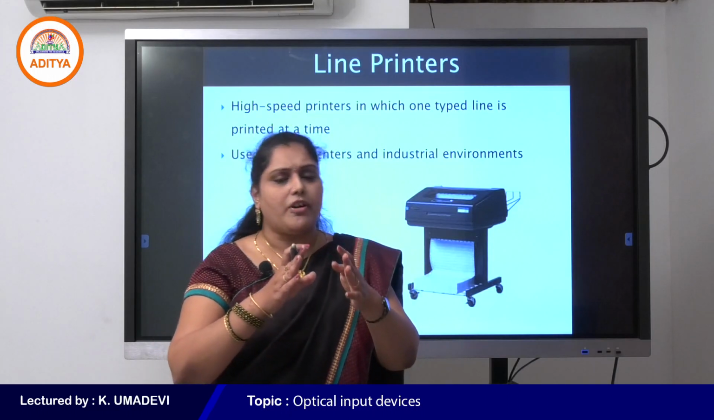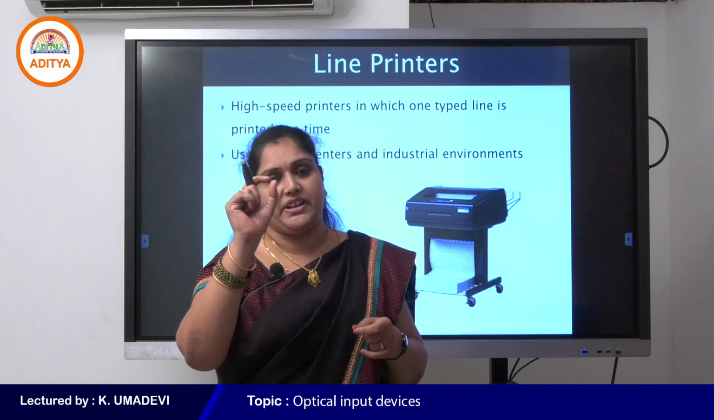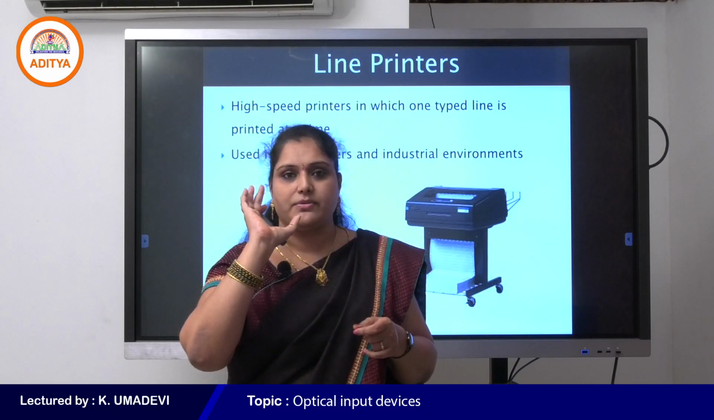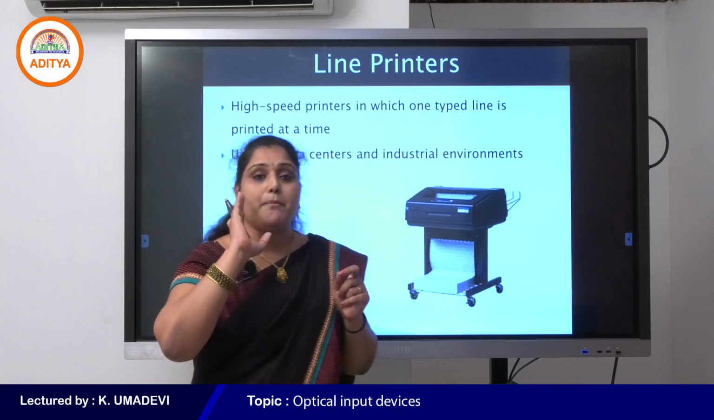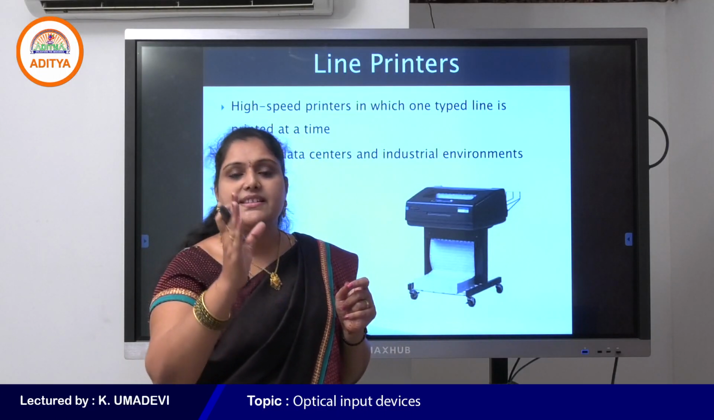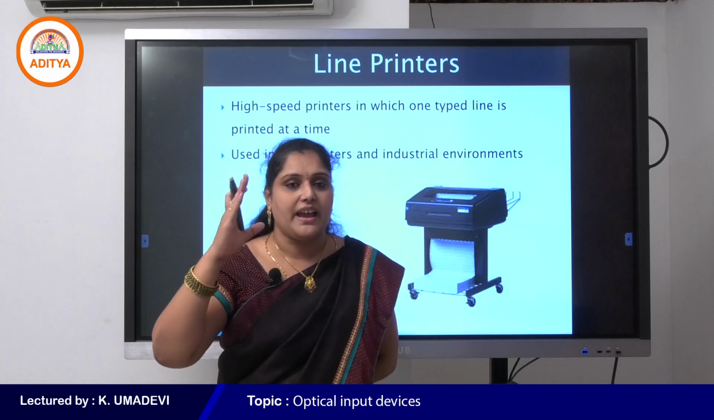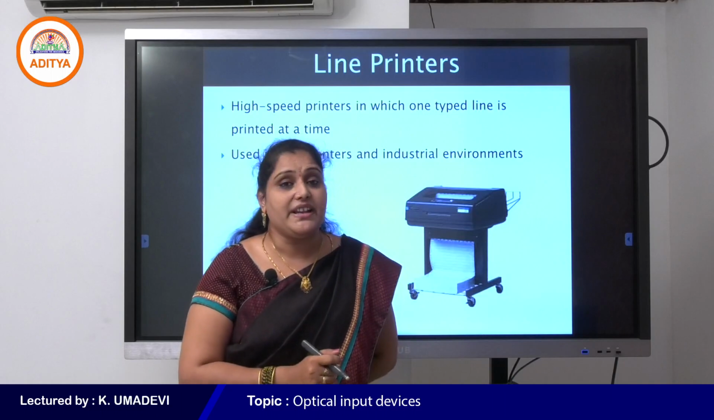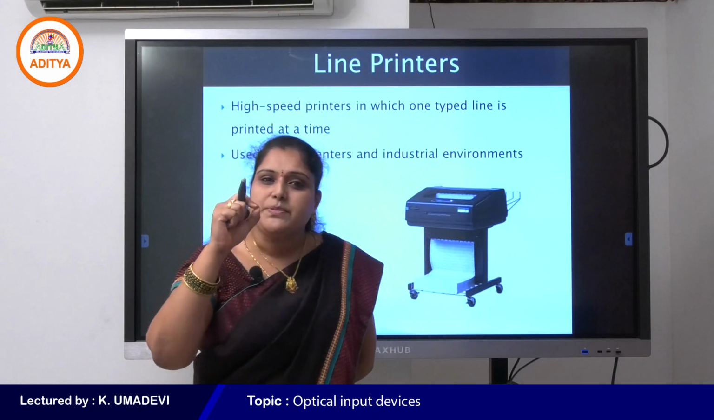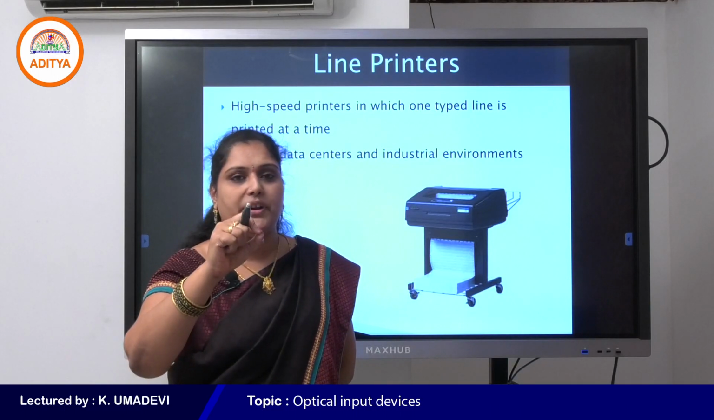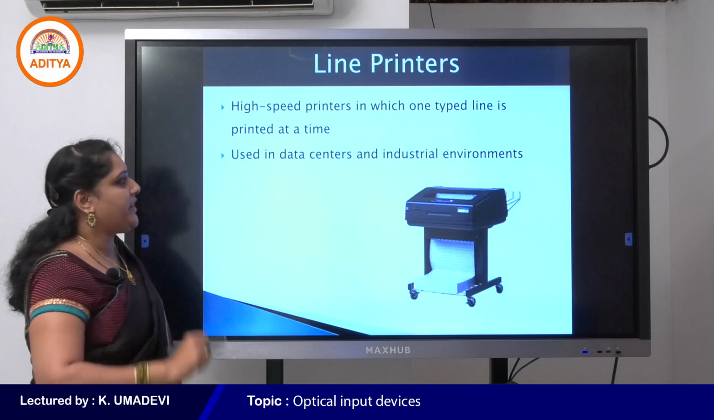The speed of the dot matrix and daisy wheel printers is measured in terms of characters per minute or per inch. But the speed of line printers is measured in terms of number of lines per minute. A line printer may print 3000 lines per minute. So that is the advantage of the line printer. Line printers are high speed printers which are capable of printing one line at a time. So that is about the line printer.